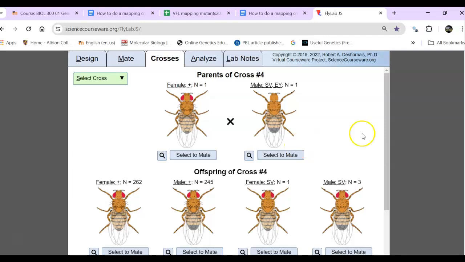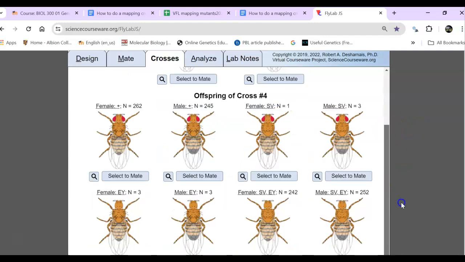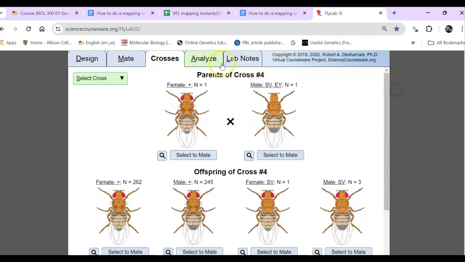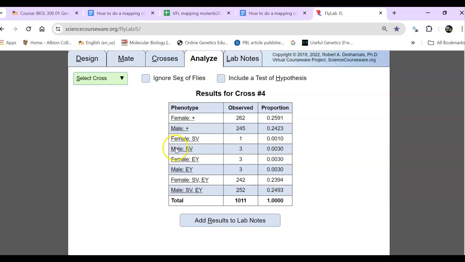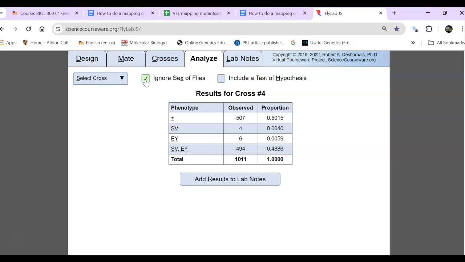Make your flies. These are your results. You don't want to look at that and count them all up. You want to analyze it this way. The sex of the flies just makes it more complicated, so we ignore that, and we get a result like this. So this is the result. This is how every single cross is going to look.